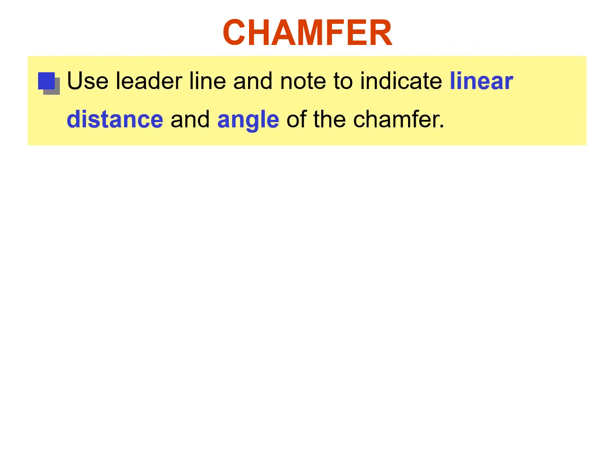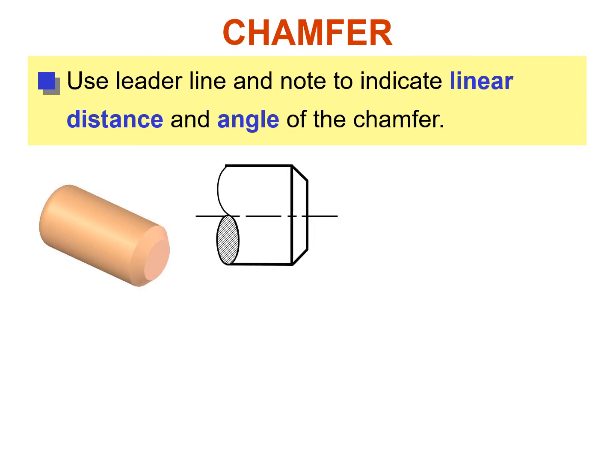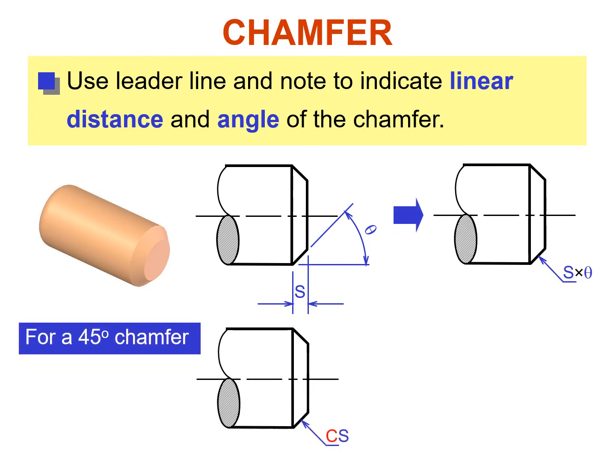Chamfer is also used to actually make a sharp edge slant, and this is a chamfering, and a chamfer needs one linear length and one angle. It can also be represented with a length and an angle. If the angle is 45 degrees, then we actually draw the letter C with it, and the letter C actually represents this length.